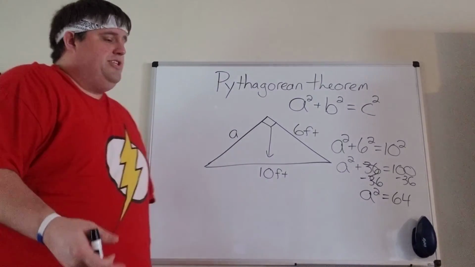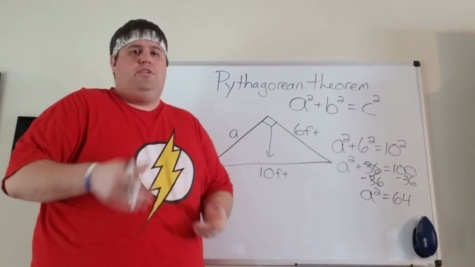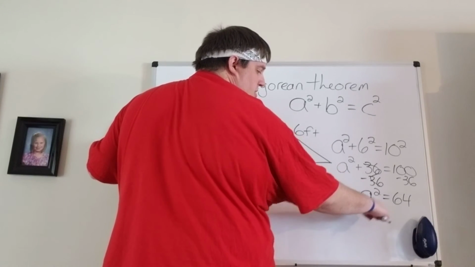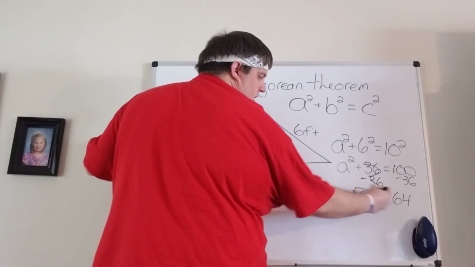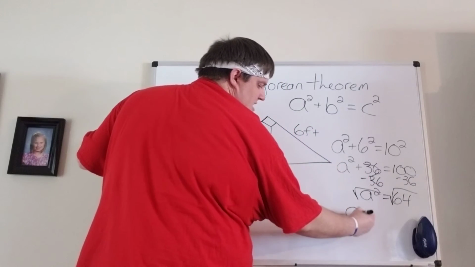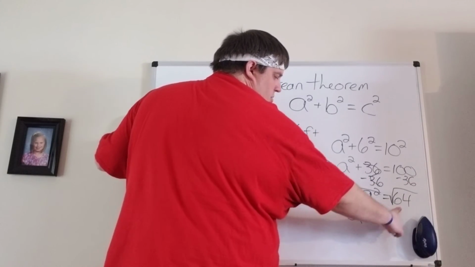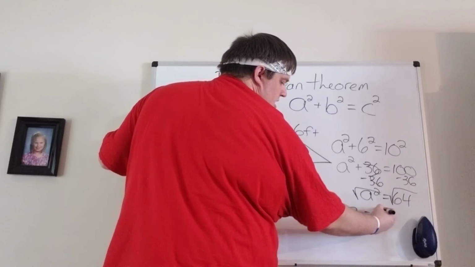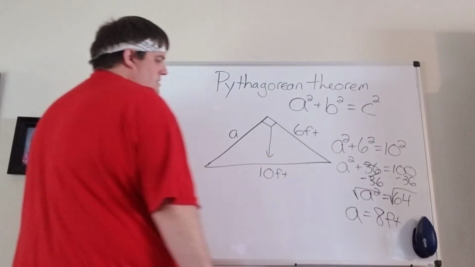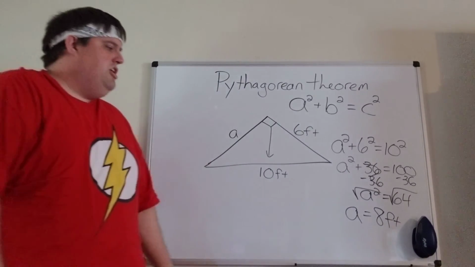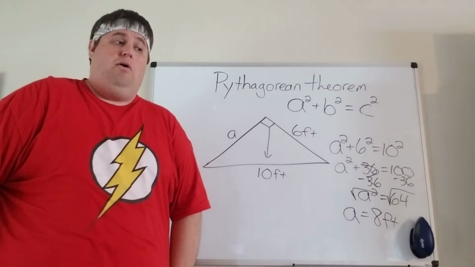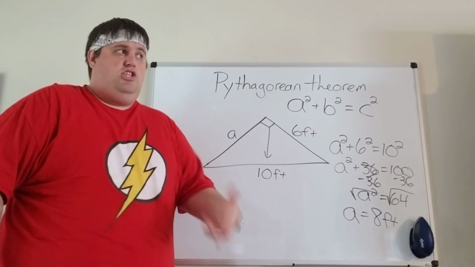And then, just like I told you on the last one, there's always going to be something that happens where we're going to have to get rid of a root or an exponent. So if I want to get rid of the squared, I need a root. I need a square root. So I square root both sides, and that's going to give me a equals square root of 64. We only need the positive version, 8 feet. So this side of my right triangle is 8. Okay? So that is 2 examples.